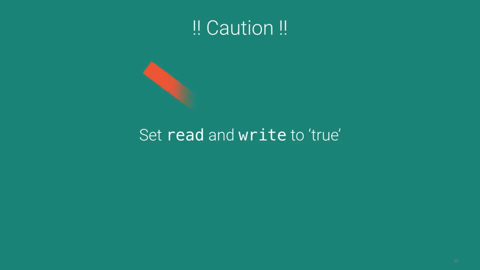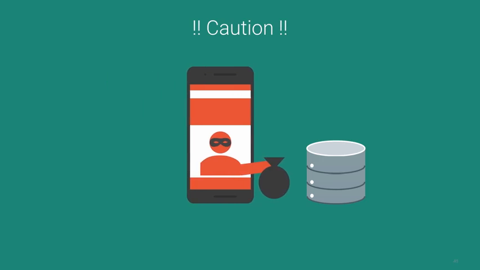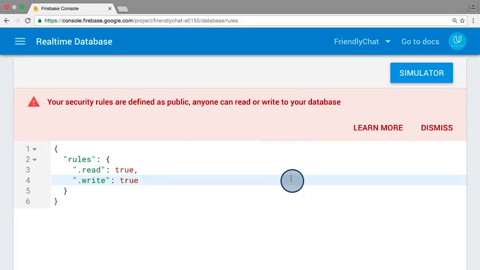Okay, I want to emphasize that you should never set these rules to true for a production application. Setting these rules to true makes it possible for a savvy user with a bit of programming experience to basically do anything to your database. That includes reading the entire database, which might have some sensitive information about users, or erasing all of the data in it. So because of that, setting read and write to true is for development purposes only.